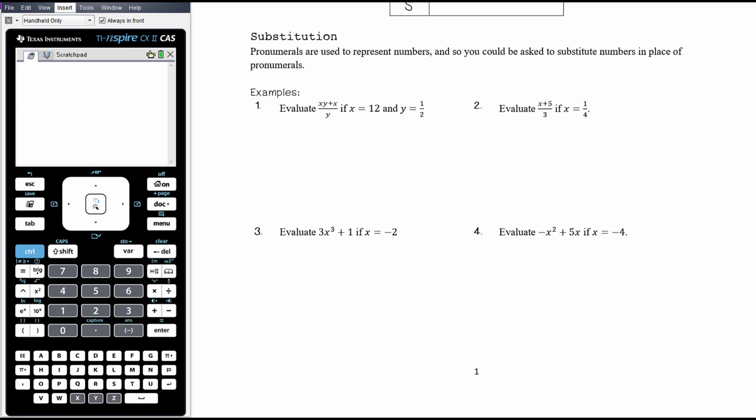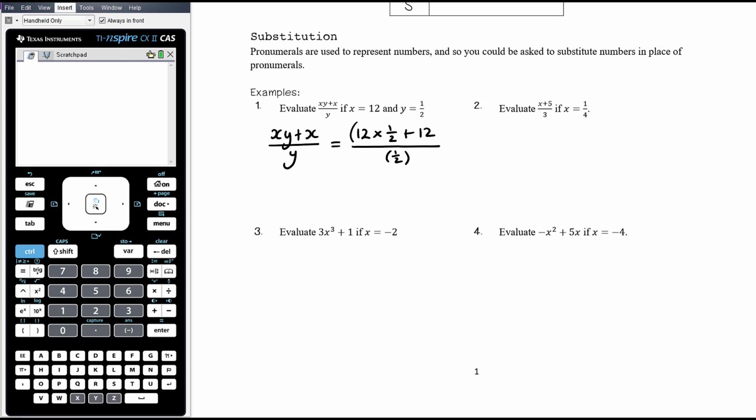So, as I said, pronumerals are used to represent numbers, so you could be asked to substitute numbers in place of pronumerals. Here we have an expression xy plus x divided by y, and we want to evaluate that expression if x is equal to 12 and y is equal to 1/2. So xy plus x divided by y is now going to be equal to 12 times 1/2 plus 12 over 1/2. When we have a fraction, that straight line is called a vinculum.